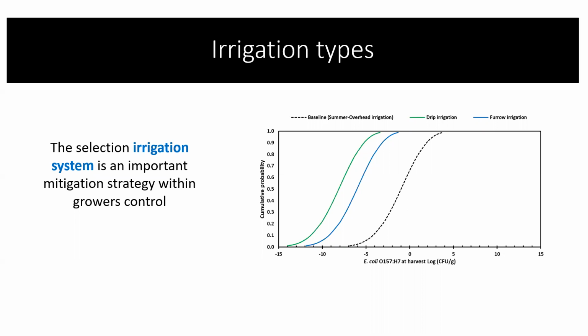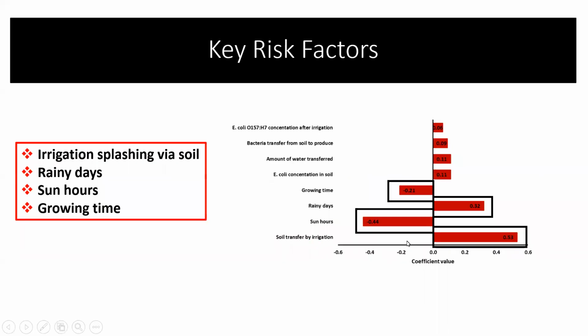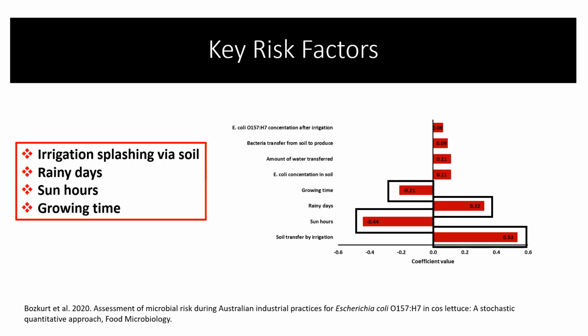So the next step was looking at the key risk factors, and sun hours and growing time were the most important input factors that were negatively correlated with contamination events. In contrast, the amount of soil transferred to produce by irrigation and the number of rainy days were identified as the most important input factors that were positively correlated with the pathogenic E. coli level at harvest. So we published these results in the Food Microbiology journal.